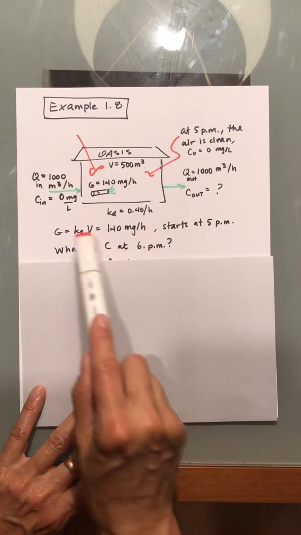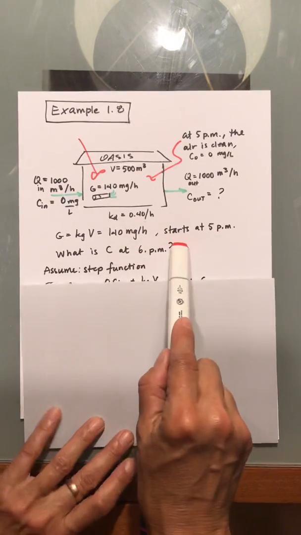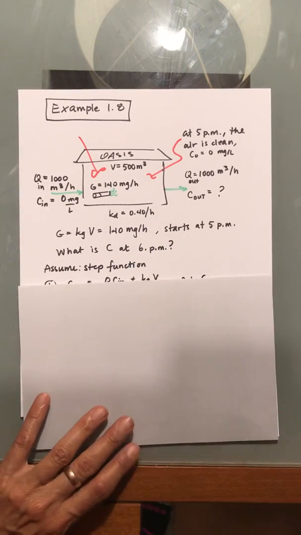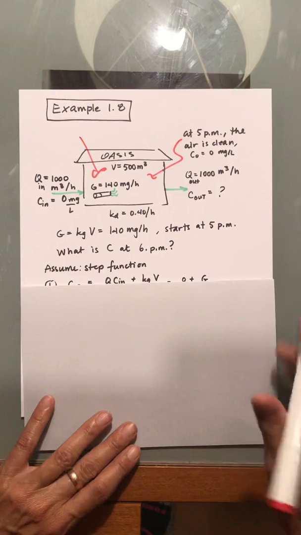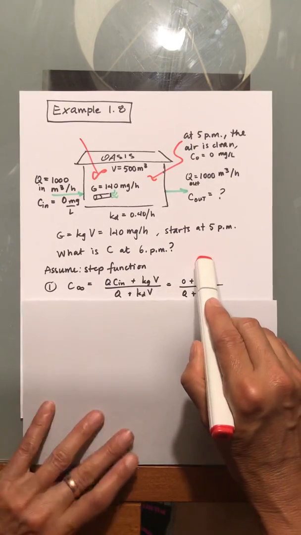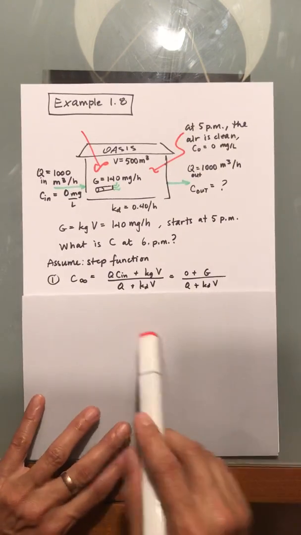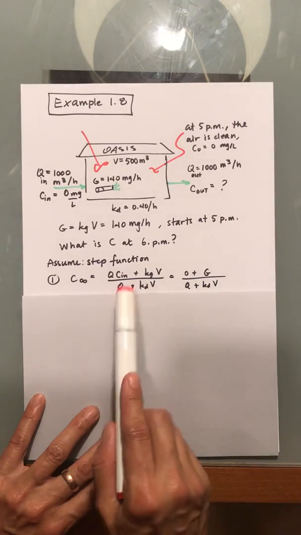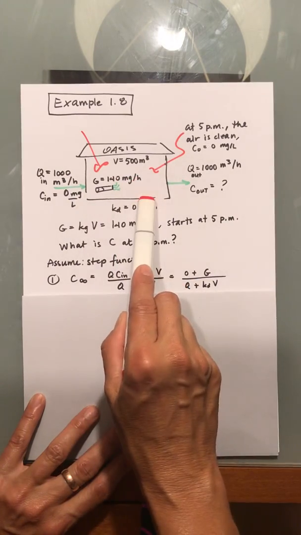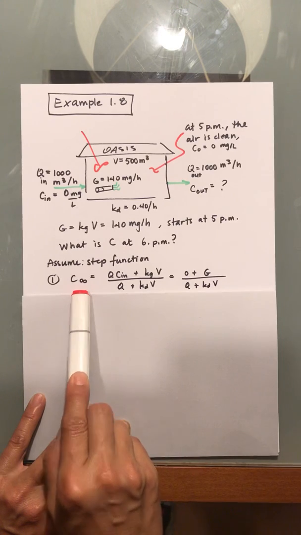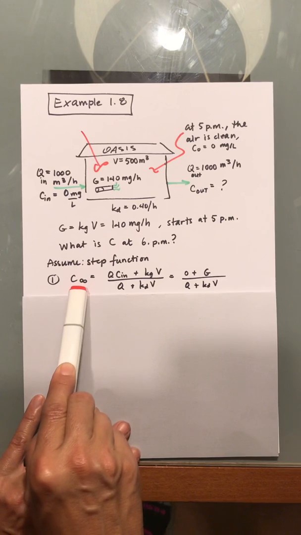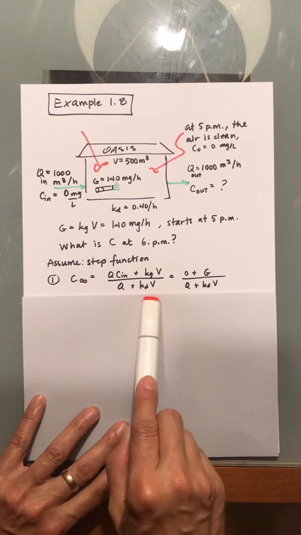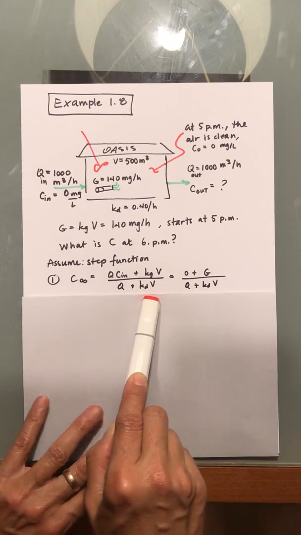All right, so this generation starts at 5. What's the concentration at 6 p.m.? So obviously, something is being timed here. We have something starting at 5, and then we're looking for a concentration at a later time. First, we need to find the concentration that's going to occur once this situation reaches steady state, way into the future, the concentration at time infinity. That's given by this equation, which we looked at before.